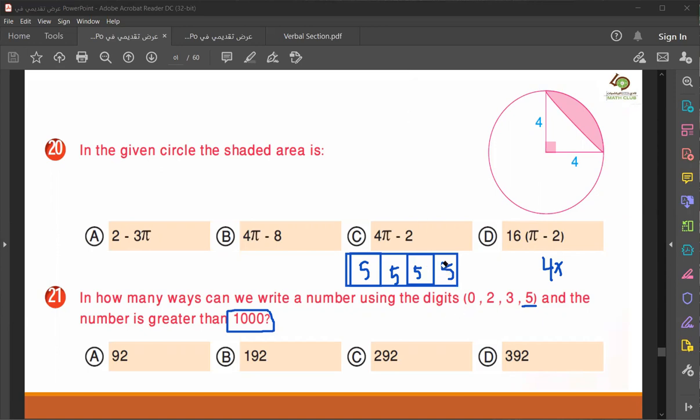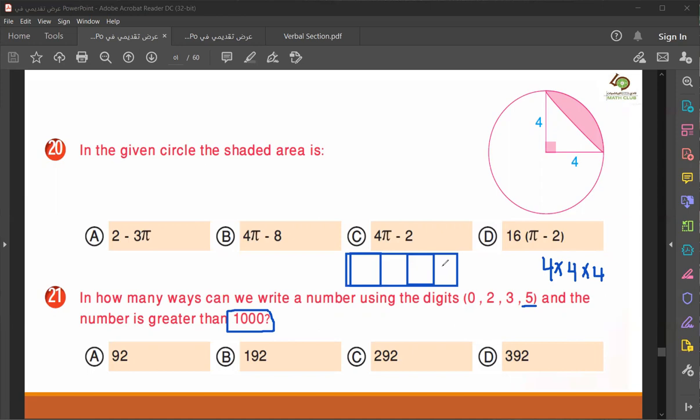Now I want to go to 3. If you write 3, yes, you can use it also in every position. You can write it in the ones, or in the tens, in the hundreds, or in the thousands. Yes, number 3, you can write it in 4 positions. What about 2? 2 also, I can put in 4 positions. No problem. What about 0?